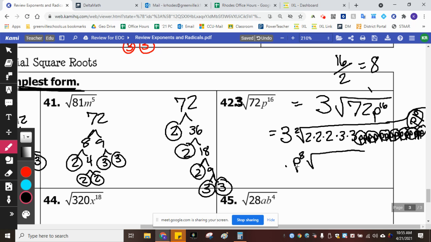18 on the outside. There's already a 3 outside, so I'm going to leave that there. I have a 2 that comes out and a 3 that comes out. And I had a 2 left and then no variables left at all. So square root of 2, P to the 8th, and then multiply all that outside. 3 times 2 is 6, times 3, 18.